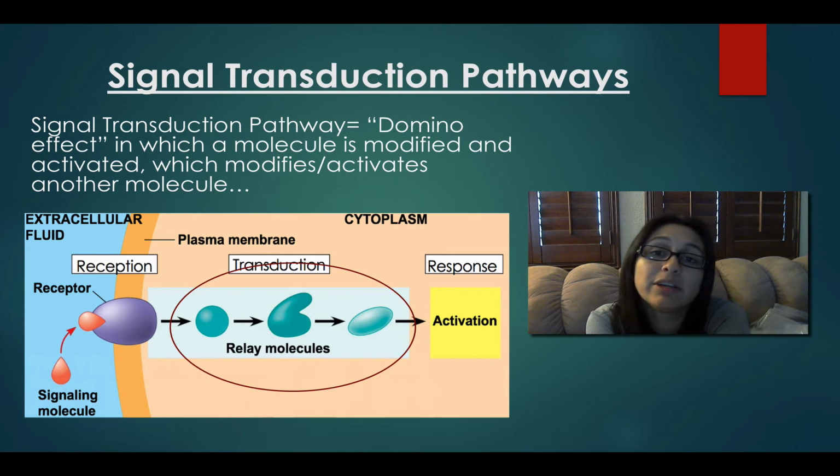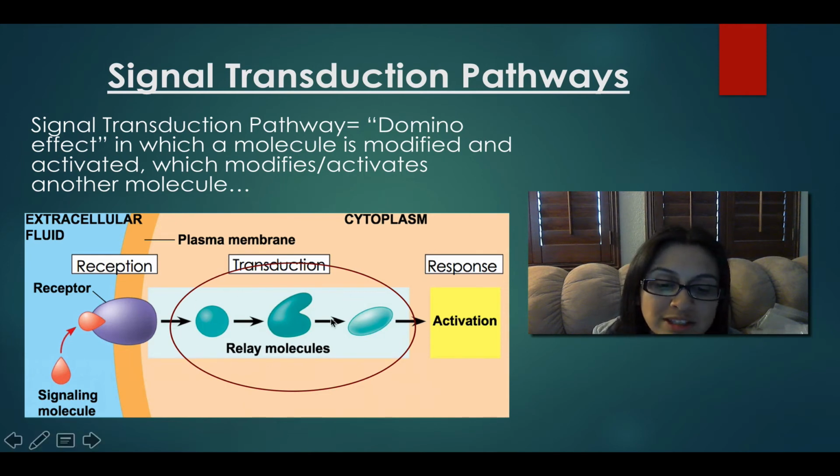Last part of the video here, we have signal transduction pathway. The signal transduction pathway is basically a domino effect. It is the second step in cell communication. During this step, you can think of it as a domino effect, where originally the receptor gets modified and activated. That then can modify and activate another molecule. This one can then modify and activate the next molecule, and so on and so on. So you have a series of changes that get passed on.